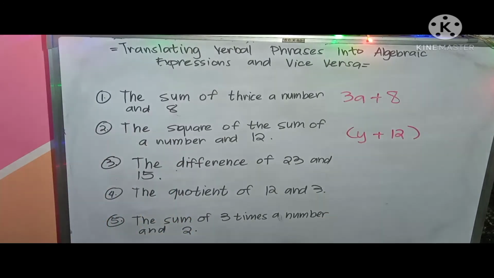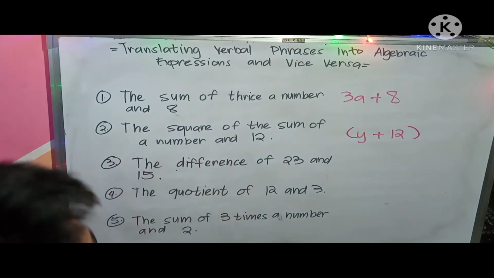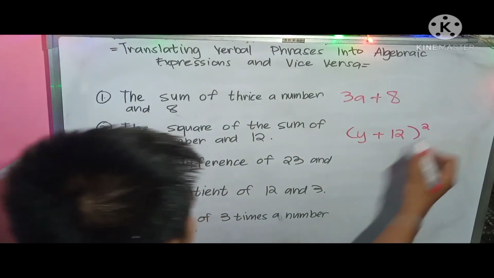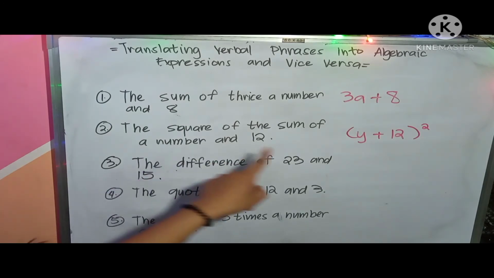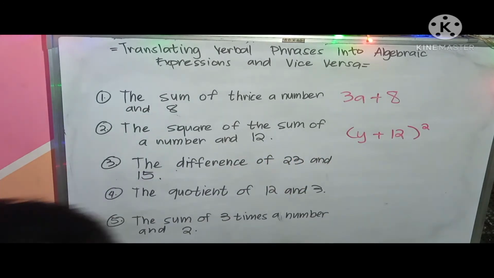May nakalagay the square. So, the square of the sum of a number and 12. So, may square dito. I-square daw natin yung sum ng number and 12.